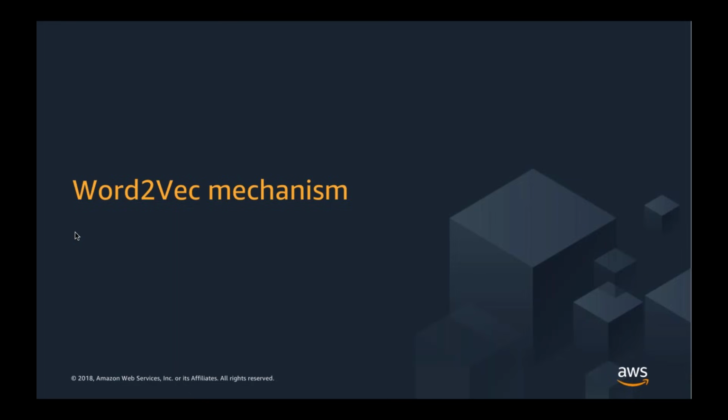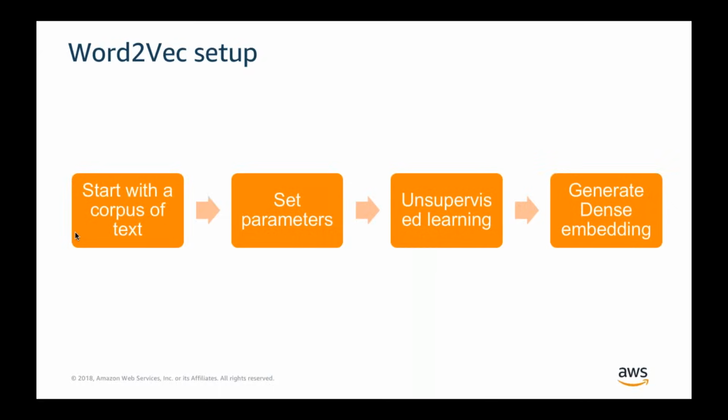How can you make this kind of algorithm? When I first heard this, I thought this was like magic. This is madness. How can an algorithm do this? So this is how a word2vec setup looks.